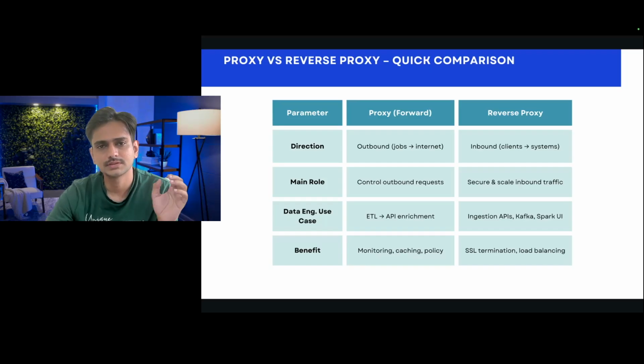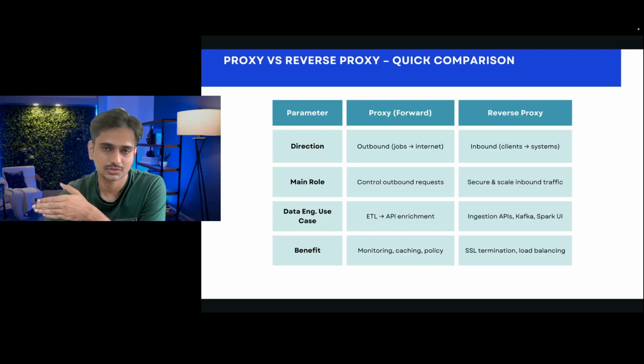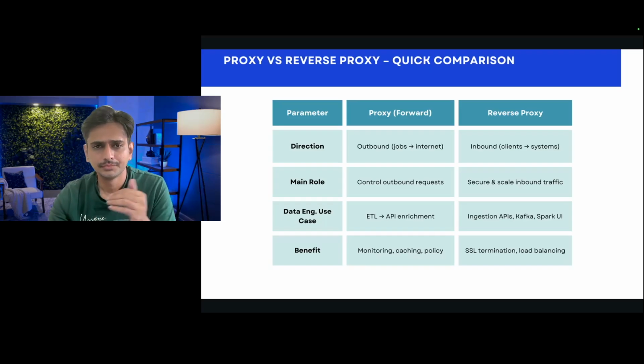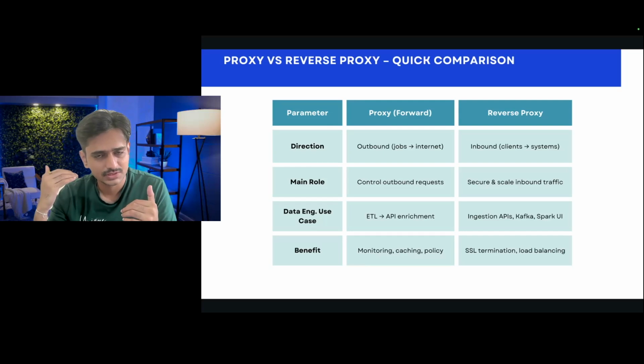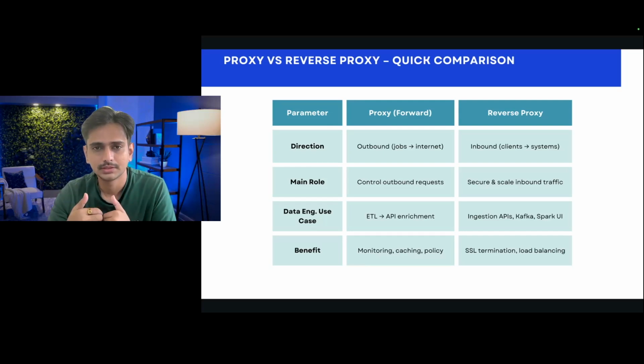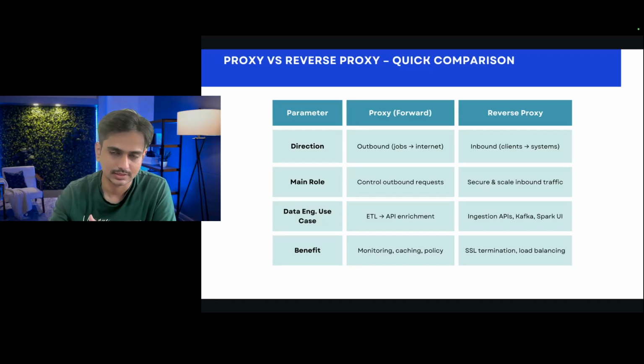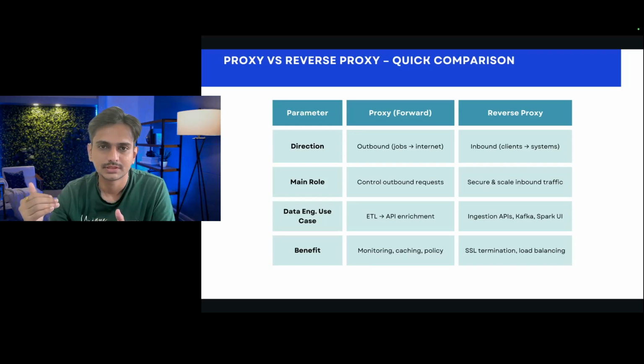So a proxy is basically what it does: you have an outbound job, and then you have an ETL job, right? And then you have the proxy, then you have the API, and then the data fetch happens securely over the internet. Okay. However, in the case of a reverse proxy, as I said, it is used for inbound, and you have a client partner, and then you have a reverse proxy, then ingestion services, and then the data lands into the data lake. Okay, that is the inbound. So that's the basic difference here.